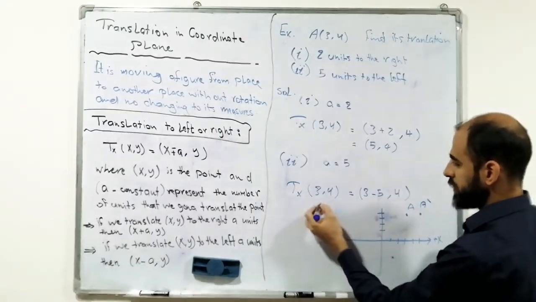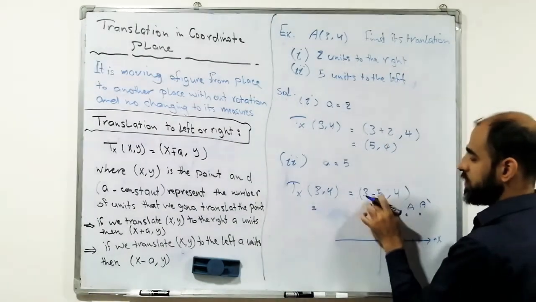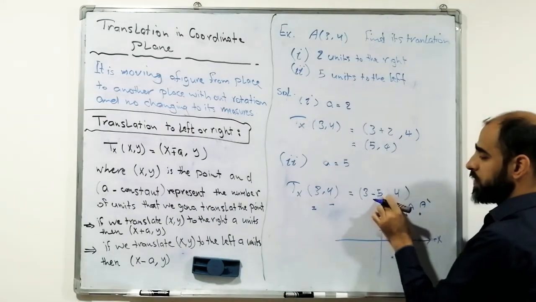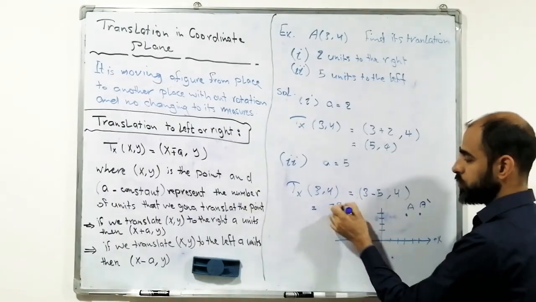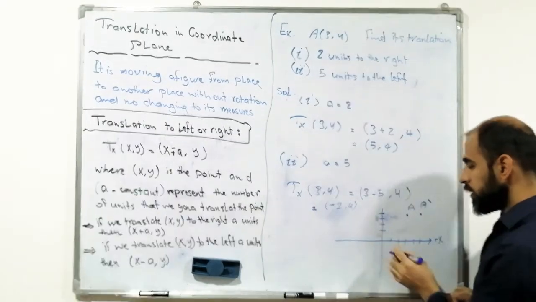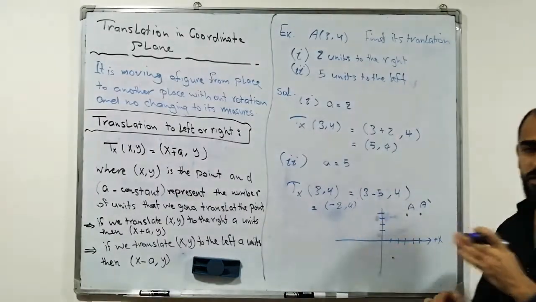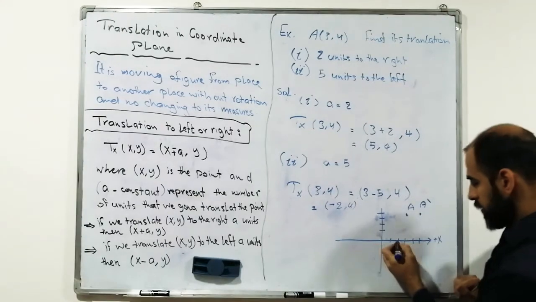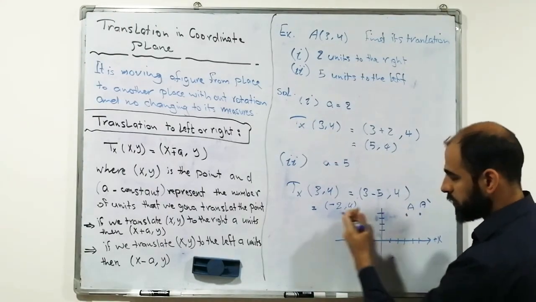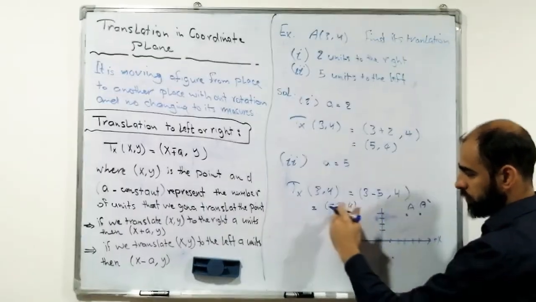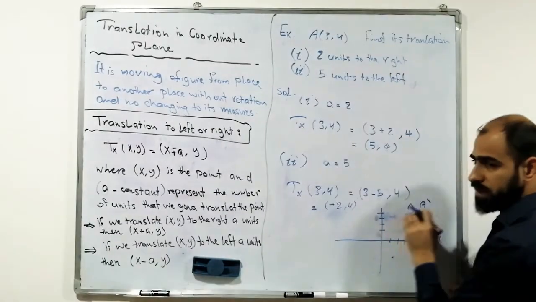Now here we have the translating 3 minus 5, different signs. We take the sign of the biggest number and subtract 5 minus 3, 2 and 4. The second translation, 5 units to the left. That's meaning A is translated 5 units to the left and y is still as itself.